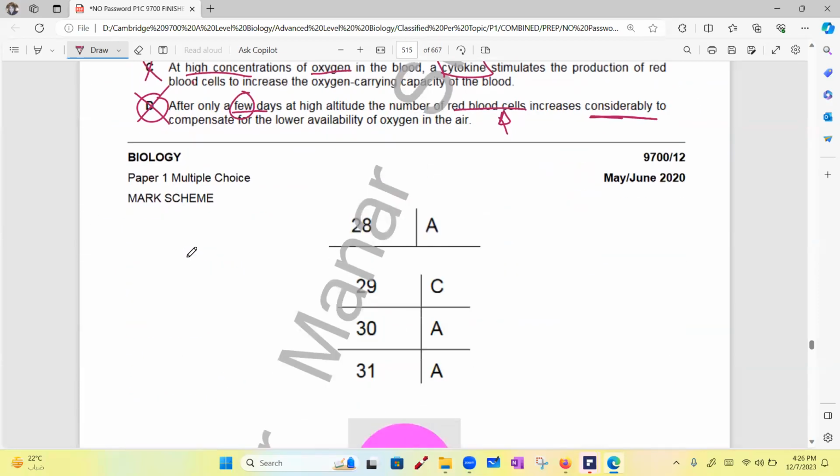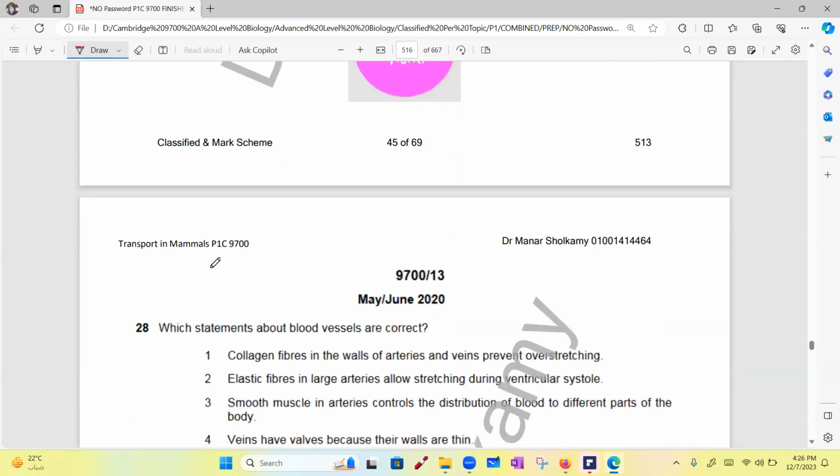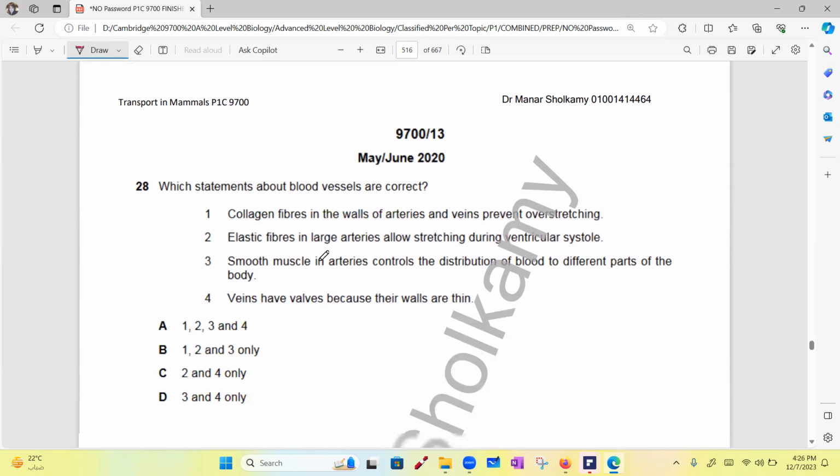Did we make any mistakes or not yet? Not yet. Okay, hopefully we won't. Now let's look at June 2020. Always start with the recent exams, okay? Variant 1-3. Which statements about blood vessels are correct?